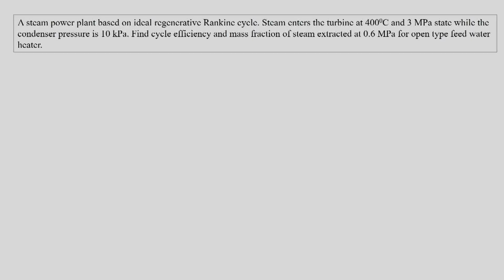Steam enters the turbine at 400 degrees Celsius and 3 megapascal, while the condenser pressure is 10 kPa. Find the cycle efficiency and the mass fraction extracted at 0.6 megapascal for an open type of feed water heater. So we are given again in this example an open type of feed water heater, so we will again put the same diagram.